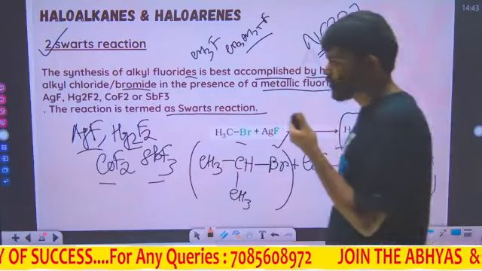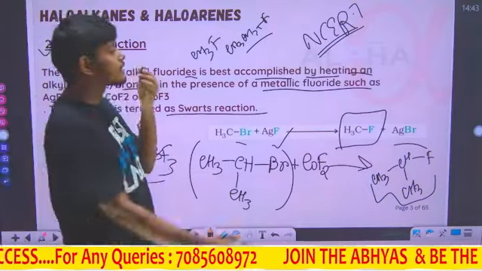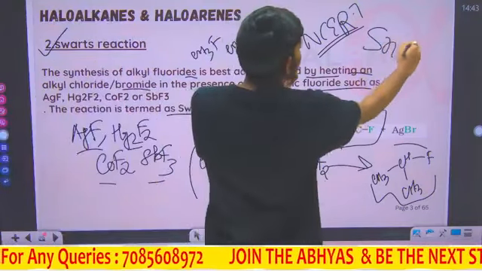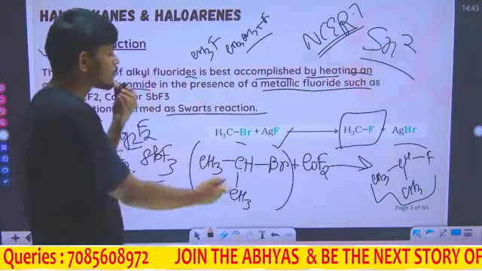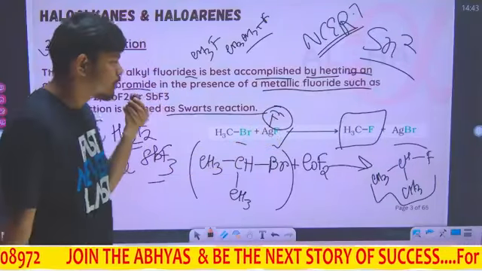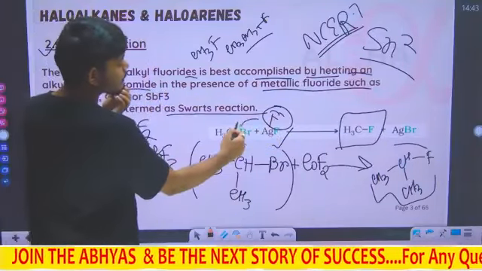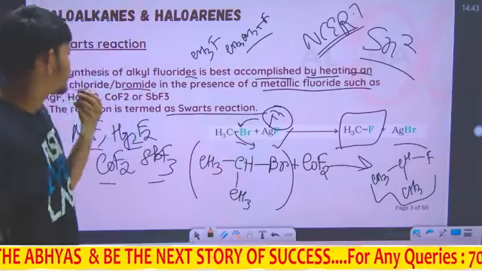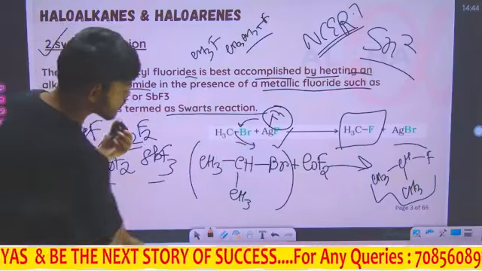Fluorine group is added. So this reaction also follows the SN2 mechanism. Here the attacking species, this F minus, is your nucleophile. It attacks here and replaces the bromine. So it's very easy, simple, and basic.